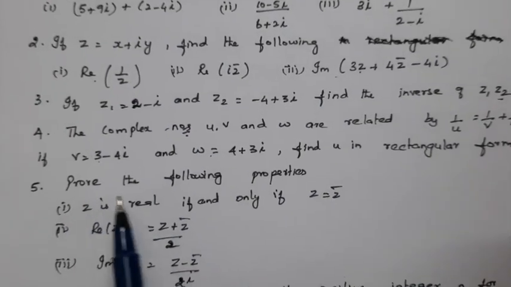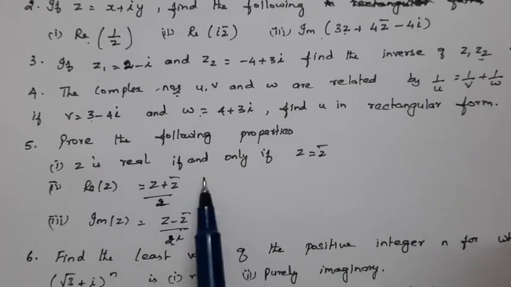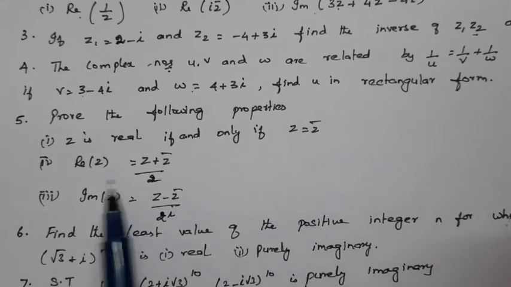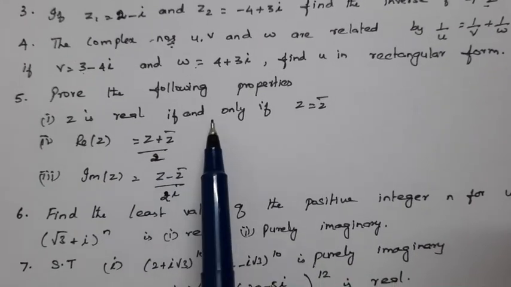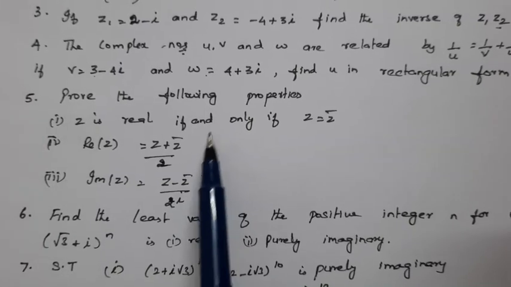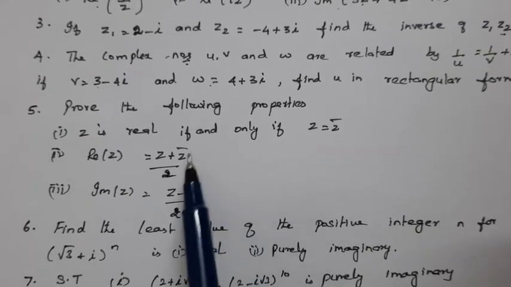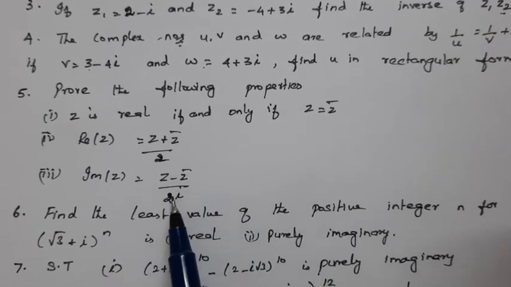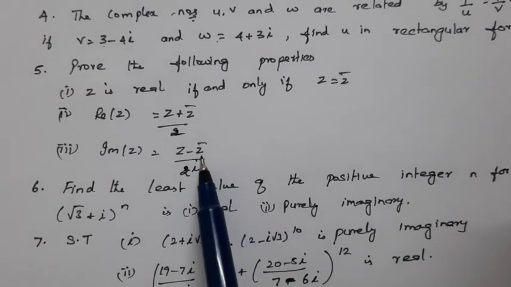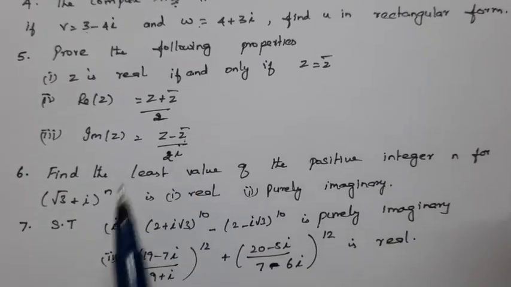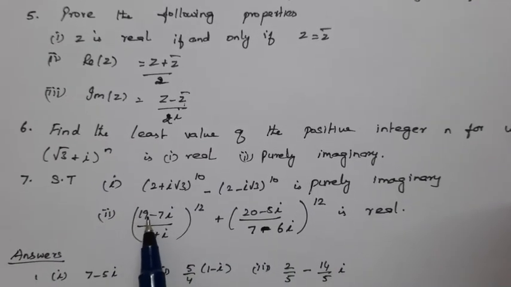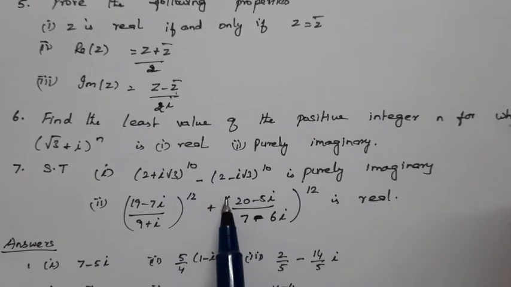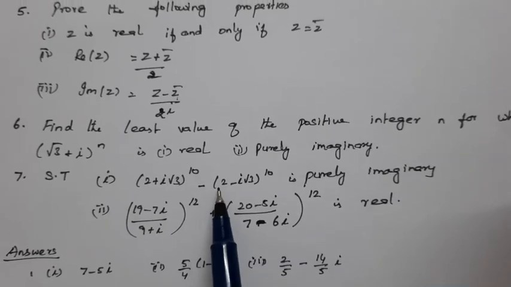Then the fifth problem is to prove the following properties. z is real if and only if z is equal to z bar, and the real part of z is z plus z bar by 2, and imaginary. I have given the proof of these two in the third video, and I ask you to try this. The same thing has been given as a problem. So try this. And the last one, the seventh one, is just like the last example. So this is also done by you. We can also do it by referring to the example.